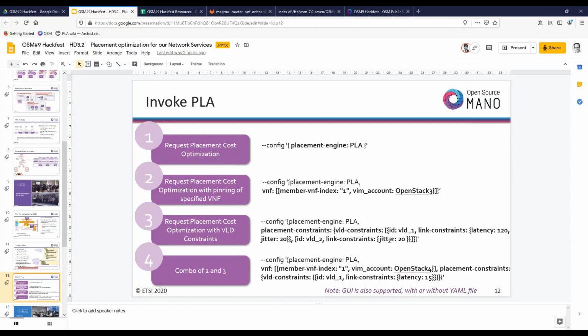We also try to do this open-ended so that we can grow and support more types of constraints as we talked about earlier. And then of course we can mix all these things together, so that we have pinning of some specific VNF and constraints for some specific link. This actually then corresponds to scenario C that we were looking at before.